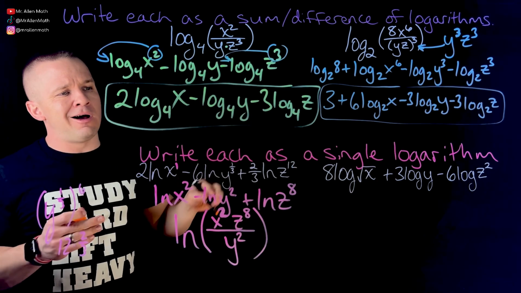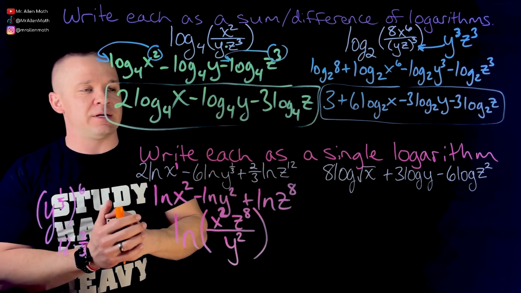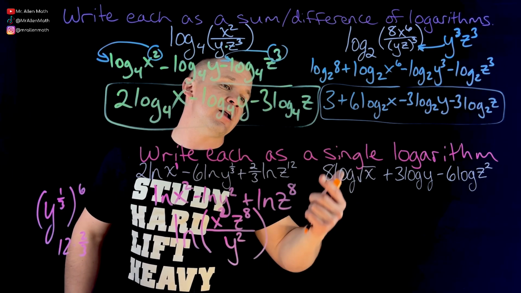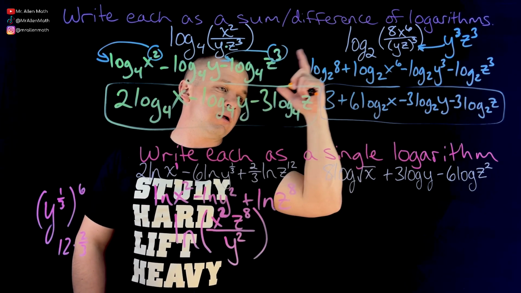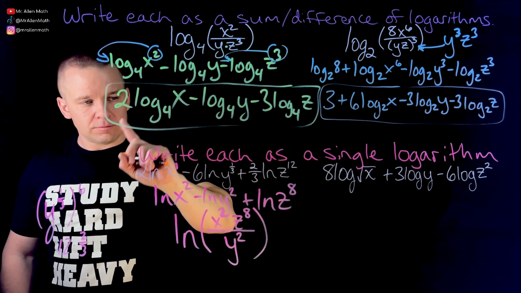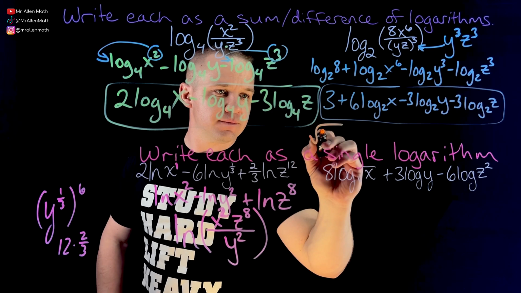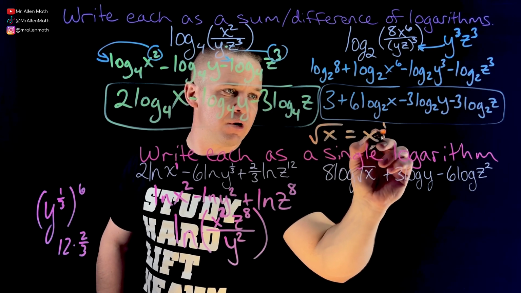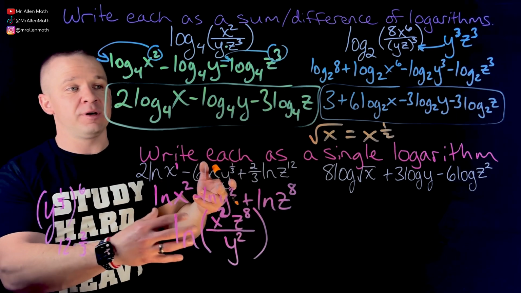We got 8 log. Where's the base? It's base 10. If there's no base written, it's implied that it's base 10. 8 log base 10 of the square root of x plus 3 log of y minus 6 log of z squared. What is going on here? Mathematical side note: square root of x is the same as x to the 1/2. You can rewrite it with a rational exponent, rational being fraction.